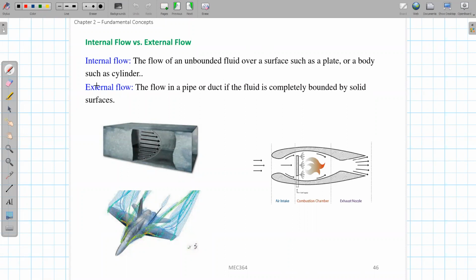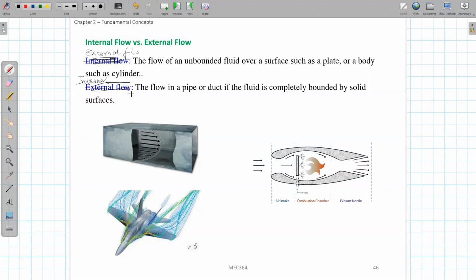Oh, I made a big mistake here. This is a typo, my fault. This should be external flow, and this one should be internal flow.